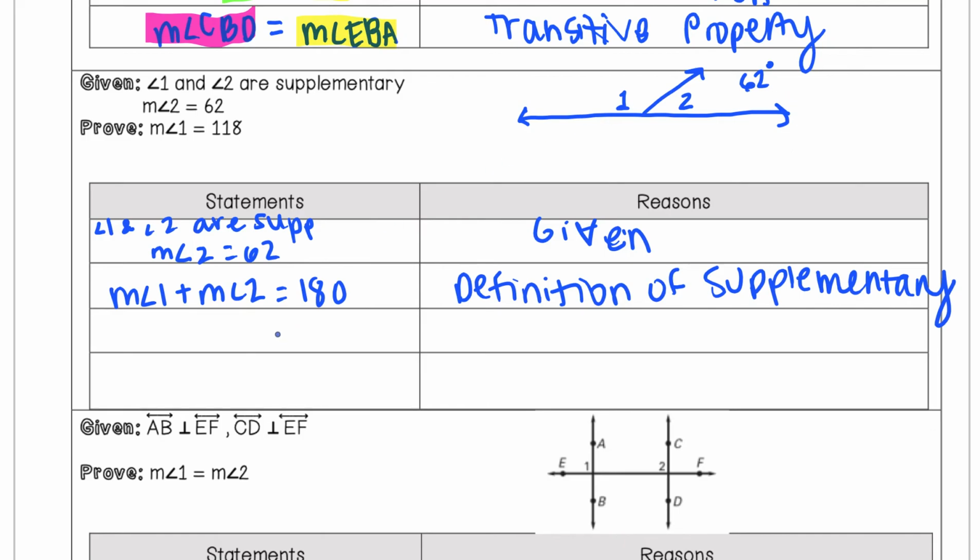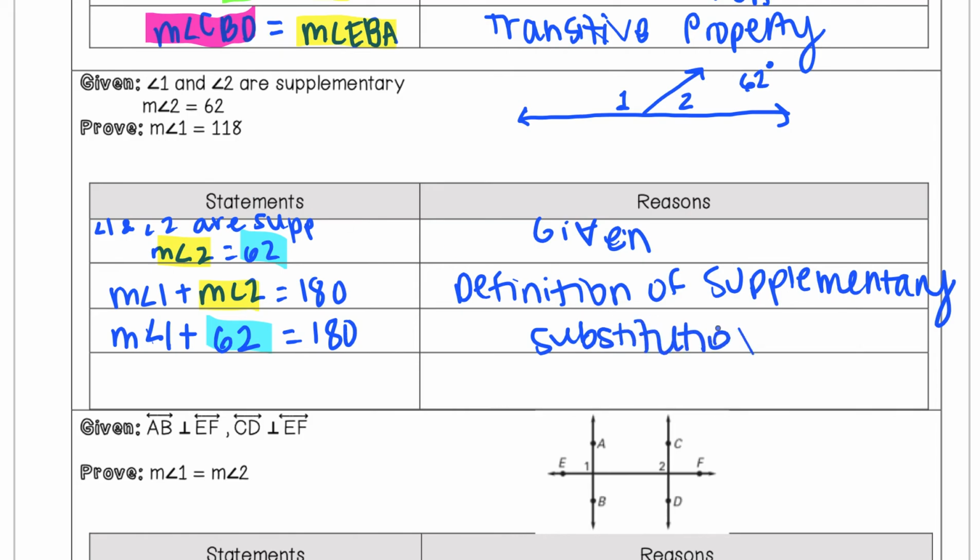So then down below, I'm going to rewrite my formula of the measure of angle 1 plus measure of angle 2 equals 180, but I know what the measure of angle 2 is. I was told that the measure of angle 2 equals 62. So I'm going to substitute that value into my equation and replace it there. So that's just substitution property.